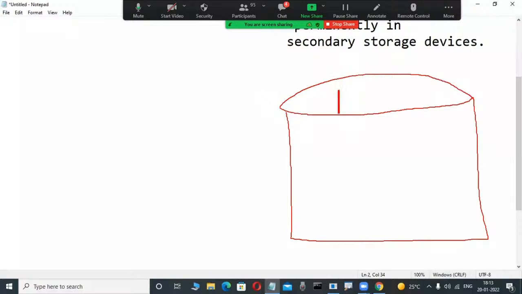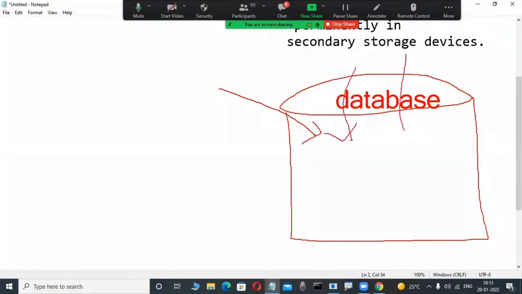Many people are thinking like that: in this place we are storing data, any random collection of data. That is absolutely wrong.